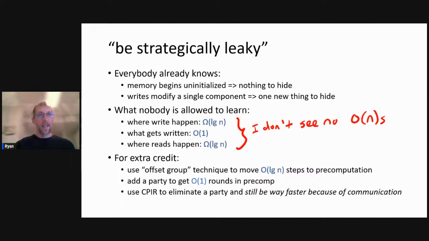So putting this all together, everybody already knows that the memory is uninitialized. We have nothing to hide. Writes modify a single component. So every time a write happens, we have one new thing to hide. Nobody's allowed to learn where writes happened. If there's n values, that means there's like log n bits worth of information that we need to hide. Nobody should learn what gets written. Well, if you're writing one value at a time, that's one amount of data per write that we need to hide. And when a read happens, nobody should learn where we're reading, log n bits to represent which one. So the amount of information we actually need to hide when we're doing an access is much smaller than big O of n.